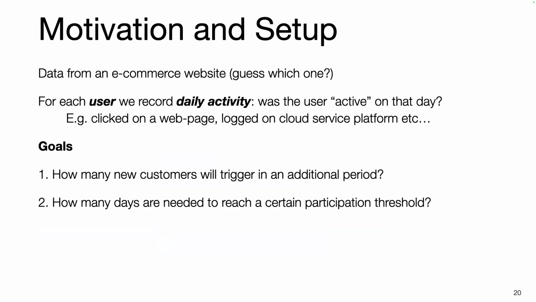So basically our setup is the following. We have data from an e-commerce website where for each user, we record some daily activity, meaning we know if a user is active or not active on a given day, where activity could mean clicked on a web page, logged on some cloud computing platform, or purchased a product, and so on and so forth. And in these situations, what we want to do is to estimate or predict how many new customers will trigger or be active at least once in an additional period of time.